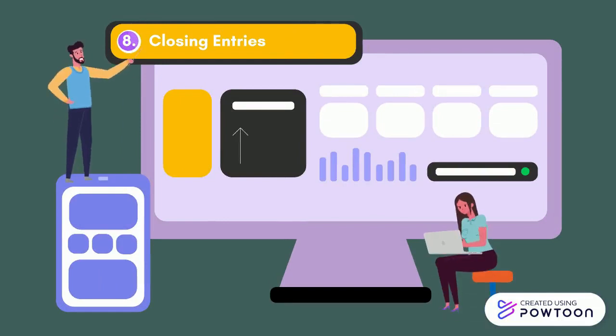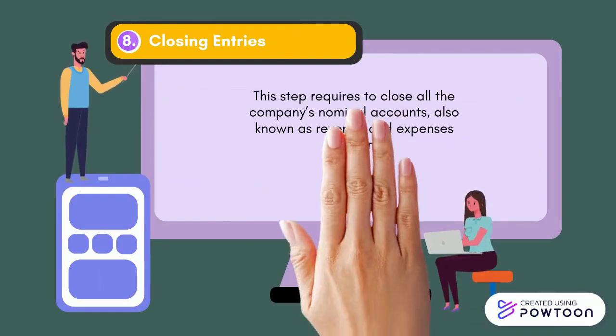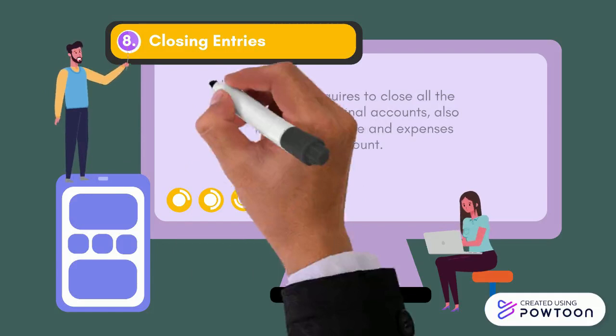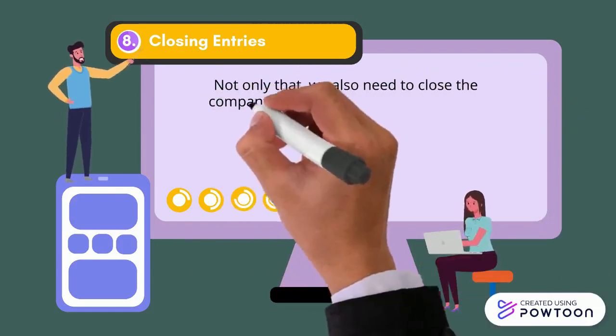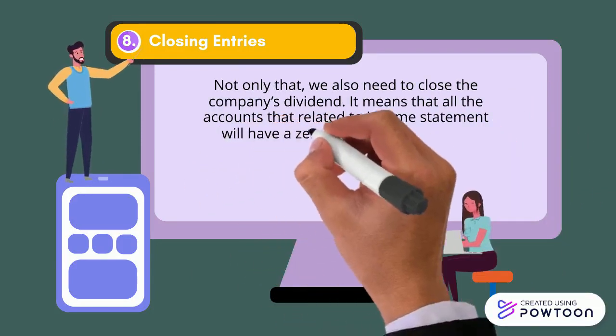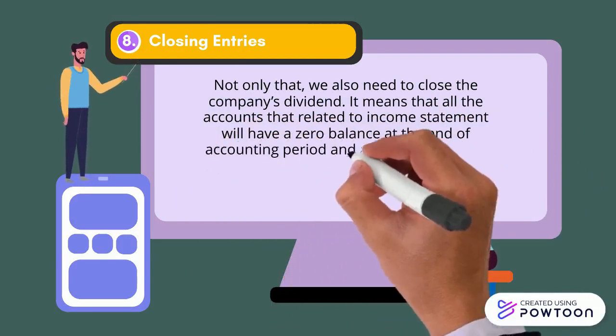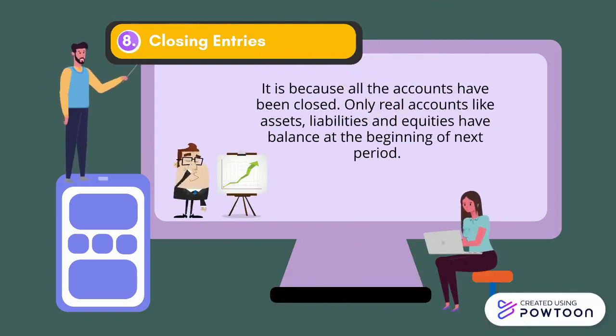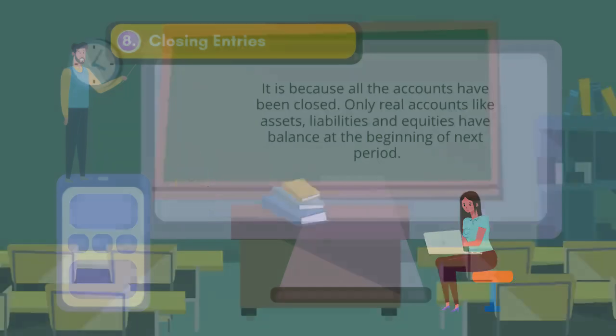It is preparing closing entries. This step requires us to close all the company's nominal accounts, also known as revenue and expenses accounts. Not only that, we also need to close the company's dividend. It means that all the accounts related to the income statement will have a zero balance at the end of the accounting period and at the beginning of the next period. It is because all these accounts have been closed, so that only real accounts like assets, liabilities, and equities have balances at the beginning of the next period.